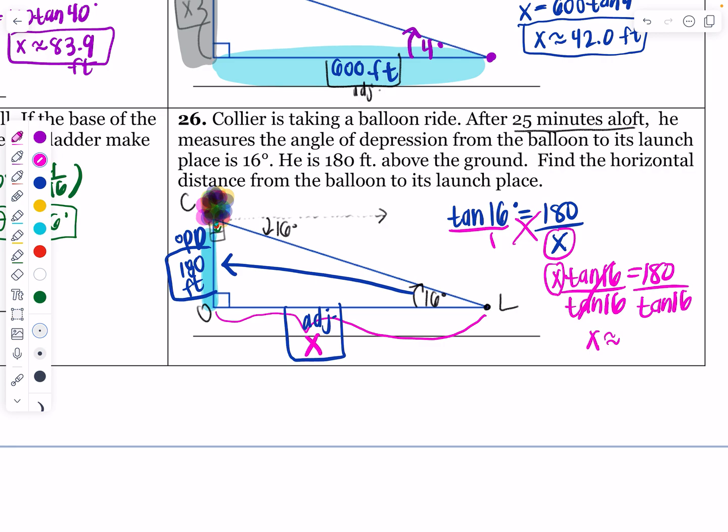We want to find the horizontal distance. Okay, so 180 divided by the tangent of 16 is going to give me about 627.7 feet. This is because it's the horizontal distance. Now, if it said find the distance from Collier to the launch place, then you'd be finding your hypotenuse. But because it says horizontal distance, that is how we know that we are going to be working with O to L instead of C to L.